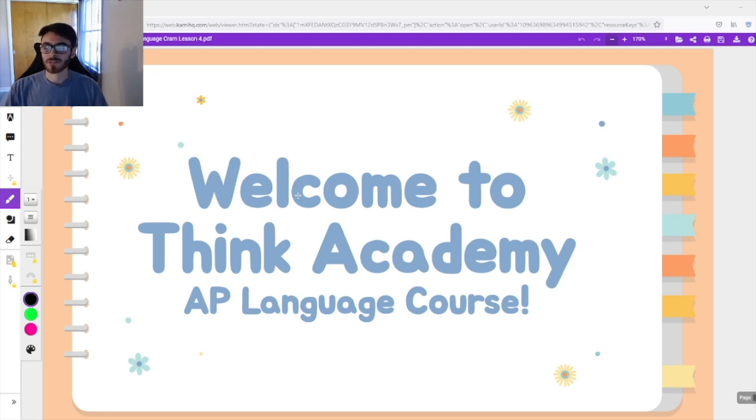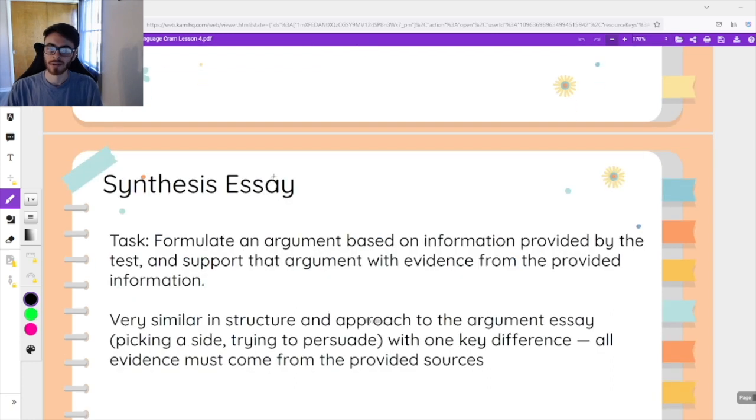And the reason we've saved it for last is because it incorporates a lot of the same ideas as the argument essay, with the big difference being that you have sources to get your evidence from. So we're going to spend a majority of today talking about how to use those sources and how to incorporate those sources into your essay. But as always, we're going to go over the rubric. And after we've talked about the synthesis essay, we're going to try to put all of the concepts we've talked about for the free response questions together and do some actual essay writing practice.